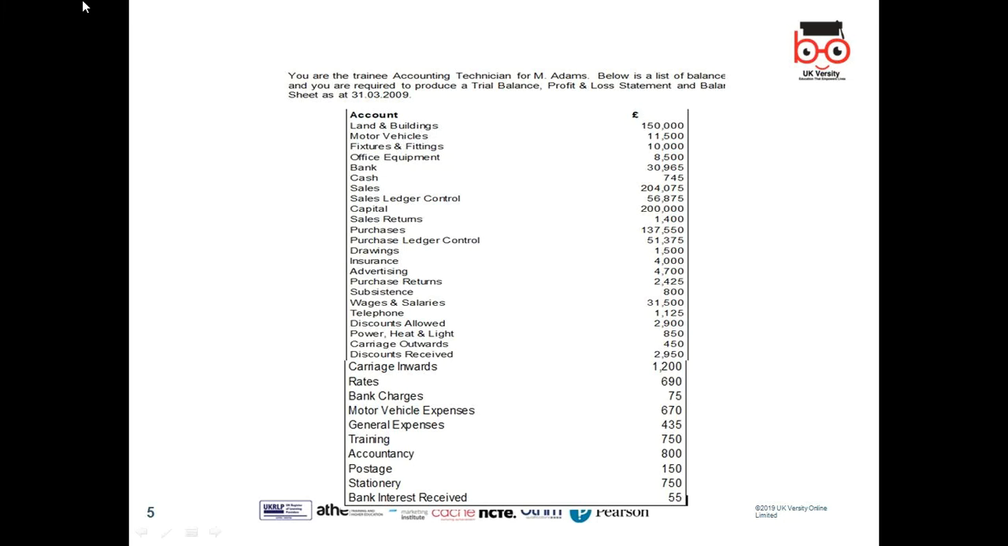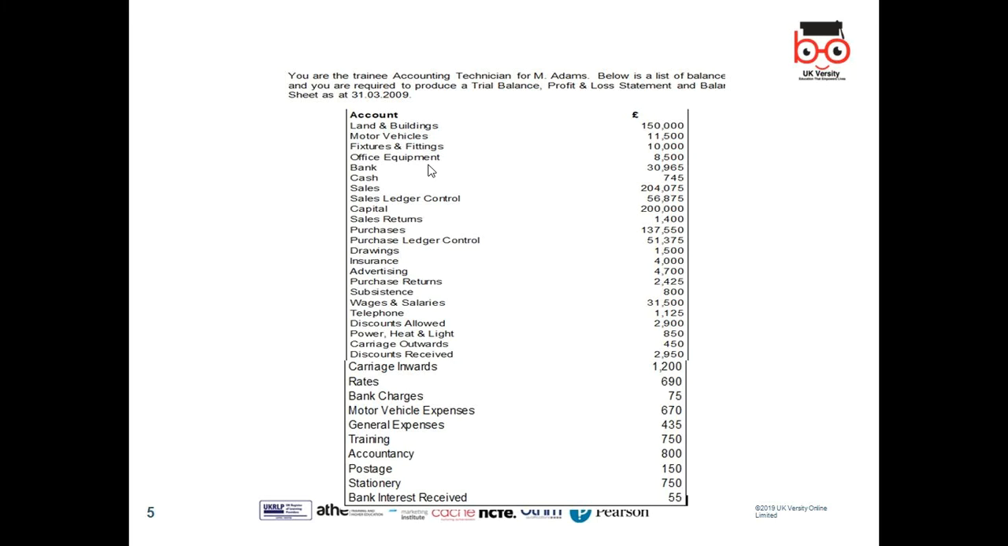It's an asset. Fixture and fitting, which is our asset. Fixture means different equipment, like the fixing things within a shop or business. That's also our asset, which goes on the debit side. Office equipment, machinery equipment is our asset, which goes on the debit side. Bank is cash, our asset, goes on the debit side. Cash itself is the asset, it goes on the debit side.